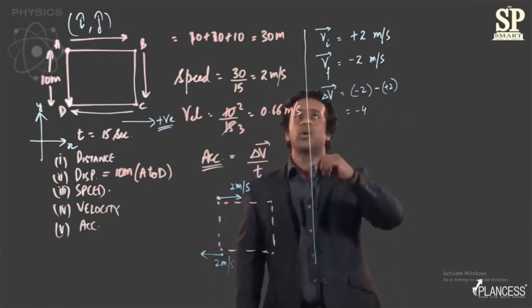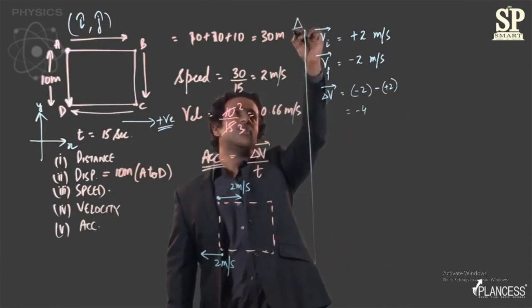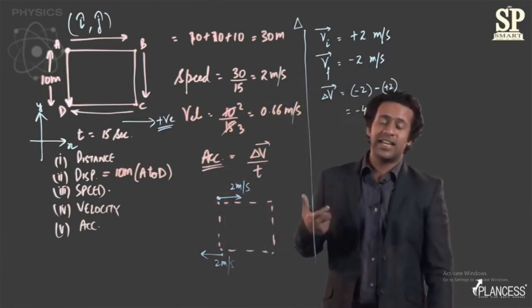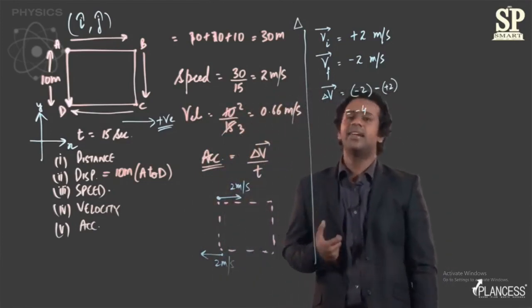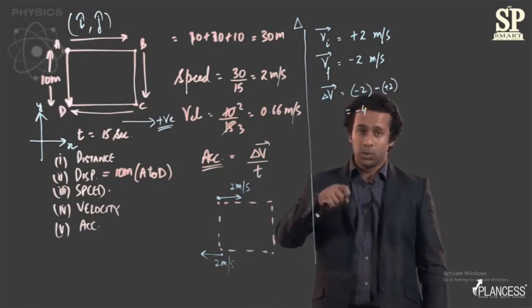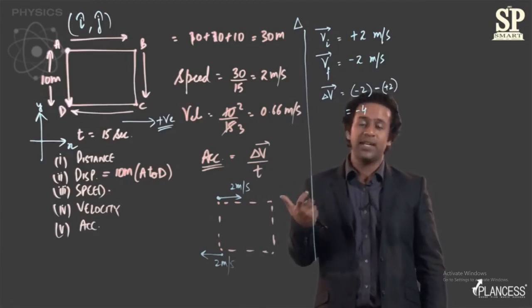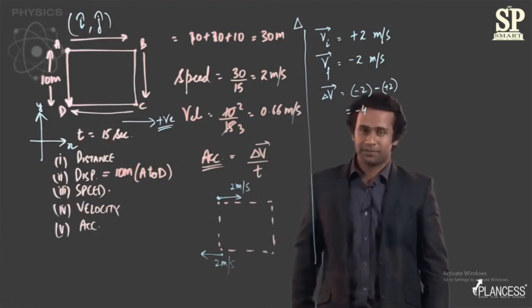I hope you know this notation. Delta is used to represent change. So this triangle is a Greek symbol delta, and delta is generally used to denote change. So when I put delta before V, I mean the change in velocity, right?